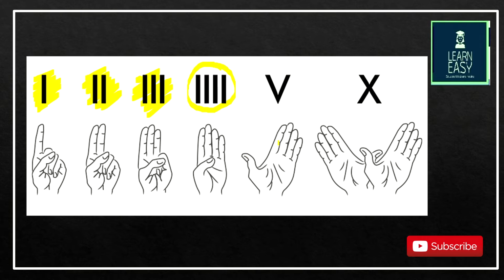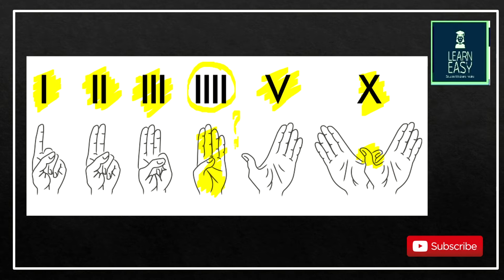Then if I make 5, I get a V. And if I make 10 from the fingers, I get a cross, and this cross represents X. But the major part we need to worry about is the number 4. Do we really represent it with 4 bars? This is a question mark, and you will understand why we do not use that representation of 4 bars in Roman numerals with the help of this video.